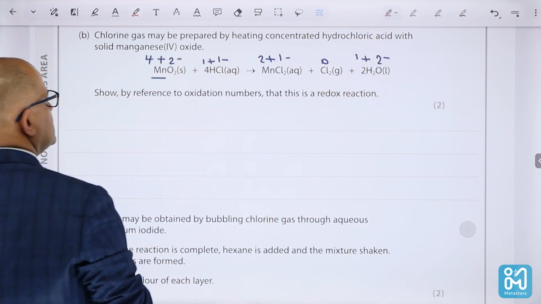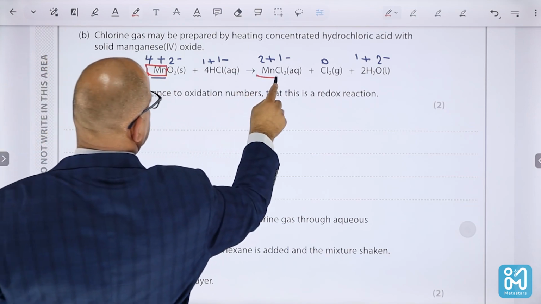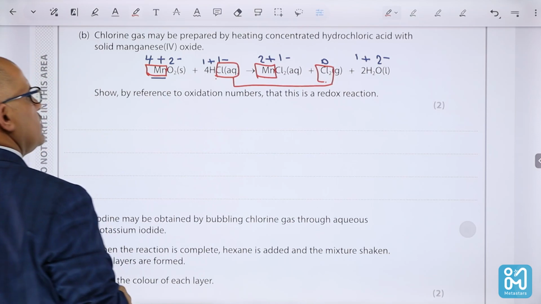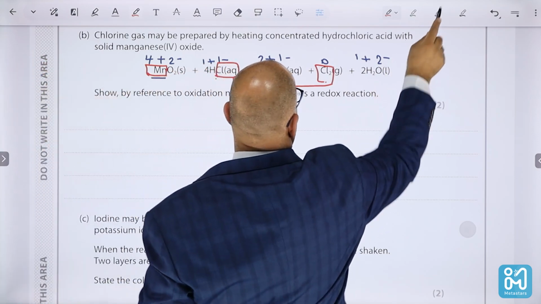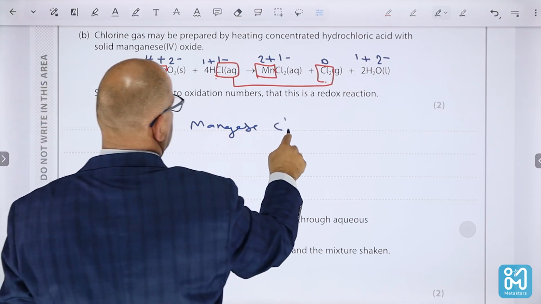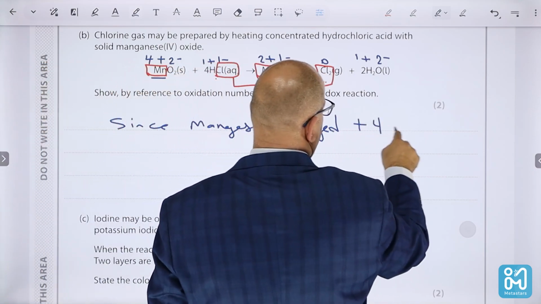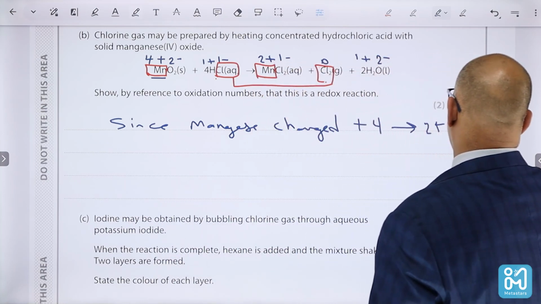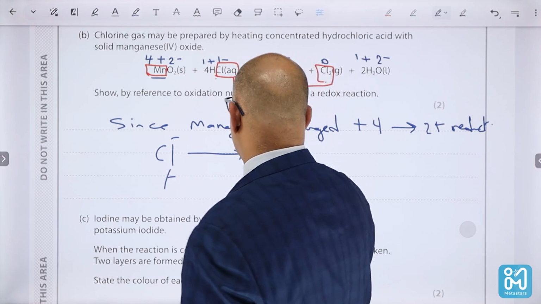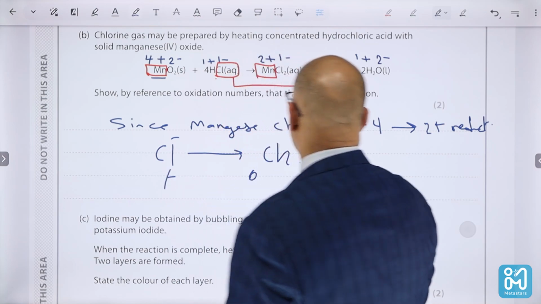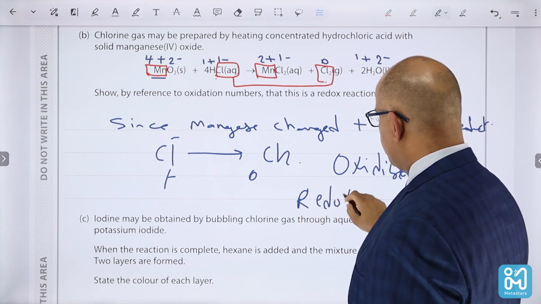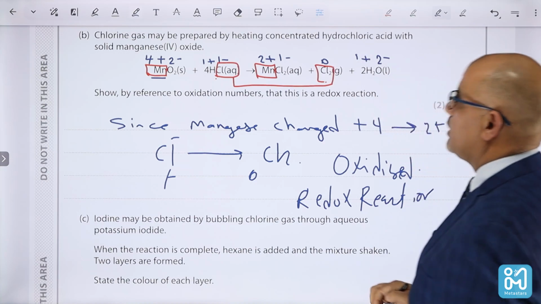You can see what has changed is manganese from positive 4 to positive 2, and chloride was changed to 0. So your answer shall include this: since manganese changed from positive 4 to positive 2, it is reduced, and chloride was changed from negative 1 to 0 in Cl2. This means that it is oxidized, so this means that the reaction is a redox reaction. Okay?